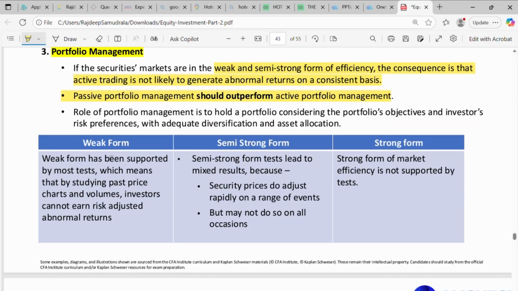Clear? So weak form market efficiency is supported by most tests, obviously. Semi-strong leads to mixed results because we have prices which are adjusted rapidly, or it may not happen on any occasion. In a strong market, now you're trying to say that the strong form is supported by prices which are also privately held by people. You can't prove that, right? That the information that's held privately is being reflected in the price of the market. It's very difficult to prove that. So therefore, there are no tests to prove the efficiency of a strong form market. That's a little difficult to prove, and therefore it is not supported by any test per se.